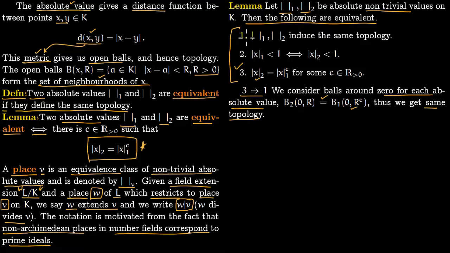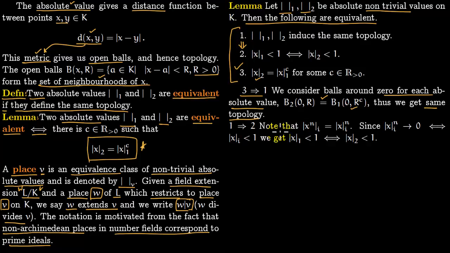Now we will say 1 implies 2. First notice the multiplicative property of any absolute value. The absolute value of x to the n becomes the absolute value of x raised to the power of n. So this n inside will come outside.